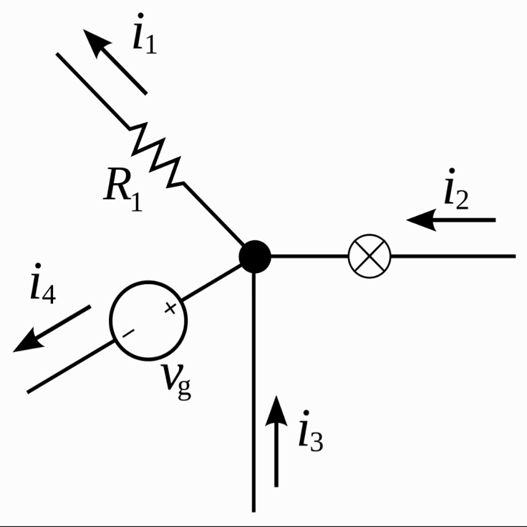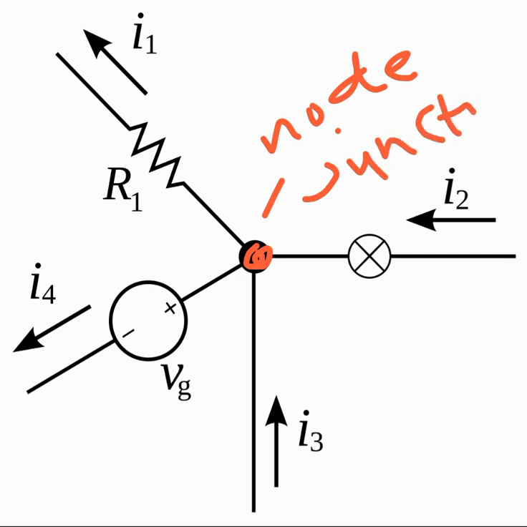So imagine you have a network, or a circuit, as shown. There are currents I1, I2, I3 and I4, and they have their specified directions. This point, the dark black point, is called a node or junction in a network.